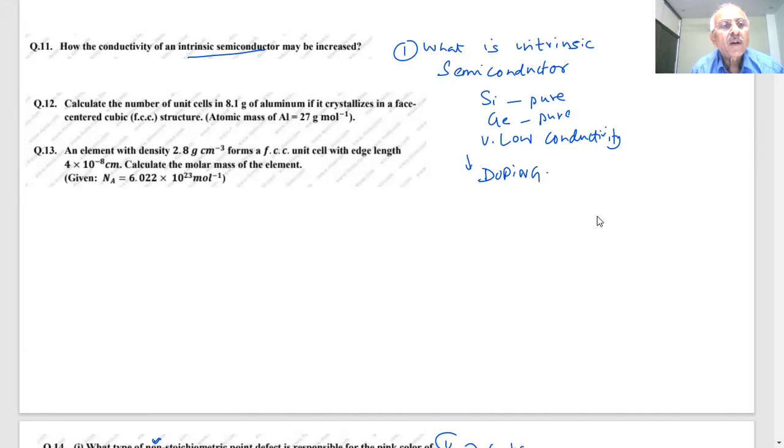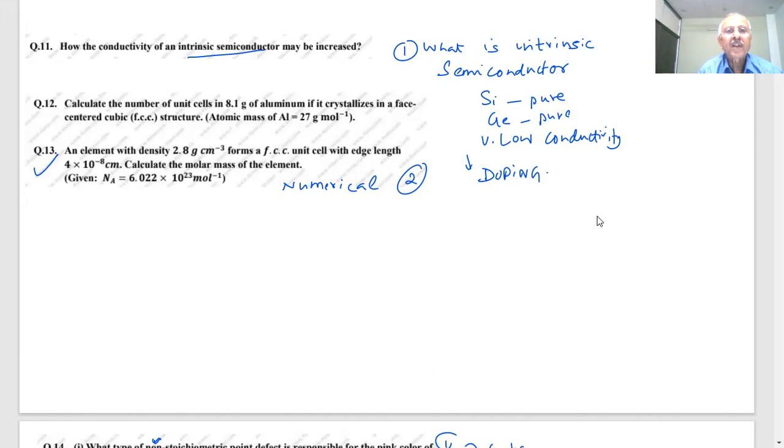Question number 13, students. Numerical. An element with density 2.8. A 2 marks numerical will be there. Density numericals are expected in the paper, student. This is a favorite question for the exam. You can easily get 2 marks.